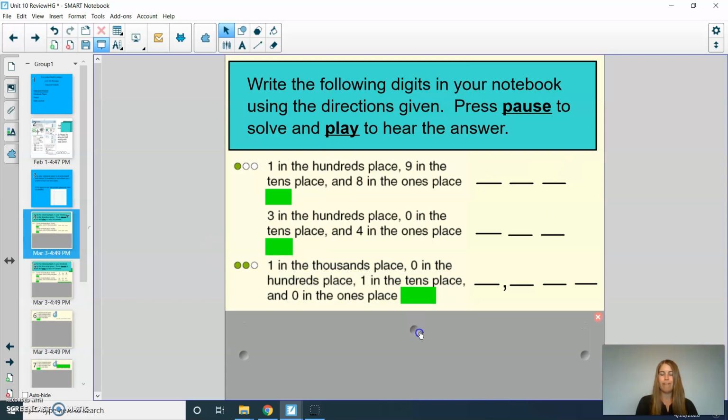You can put 4 lines this time because we're going to have one in the thousands. And notice how I snuck my little comma in there too. So this time put a 1 in the thousands place, a 0 in the hundreds, a 1 in the tens place, and a 0 in the ones place.